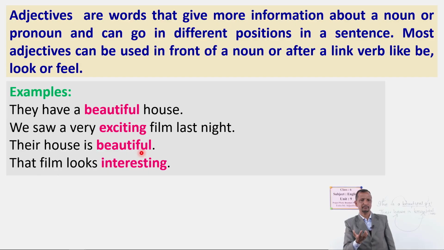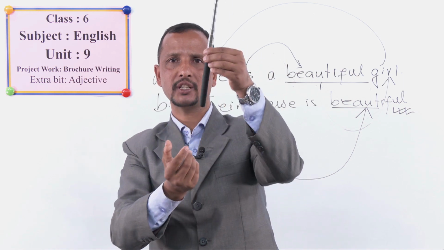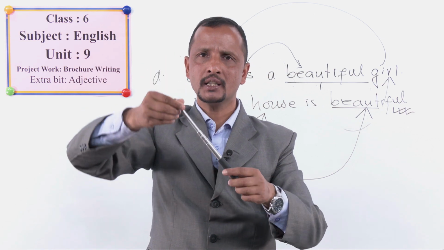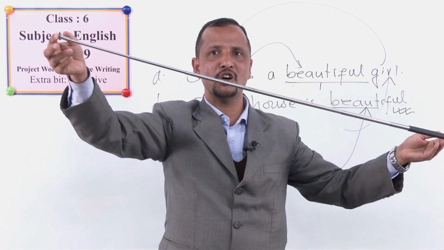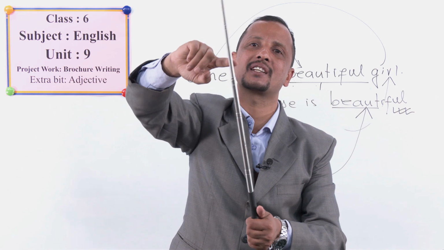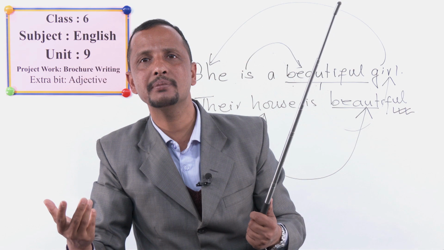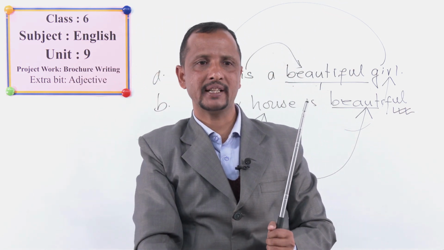Next, that film looks interesting. Again at the end, right? And now this is what? Stick. Short stick. How is this stick? Short. Now this is what? Stick. Long stick. Stick is what? A noun, the naming word of this object, right? And short and long, they are adjectives, right?